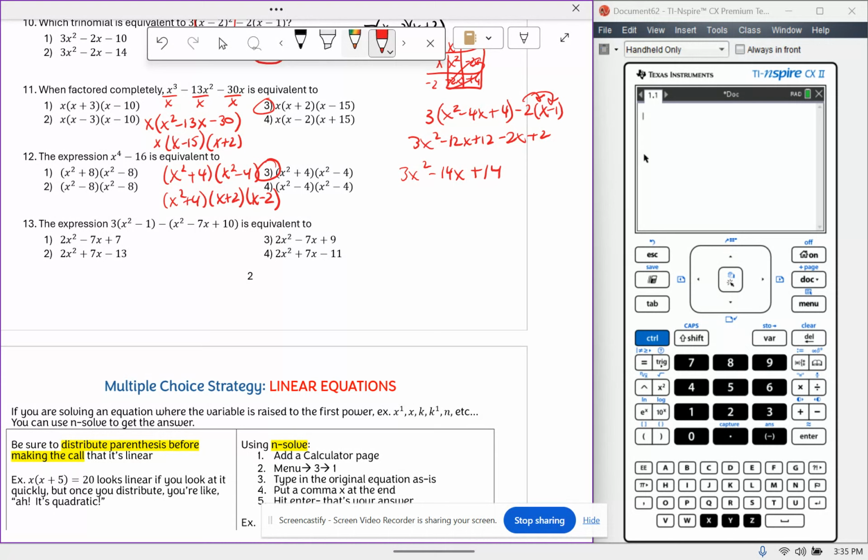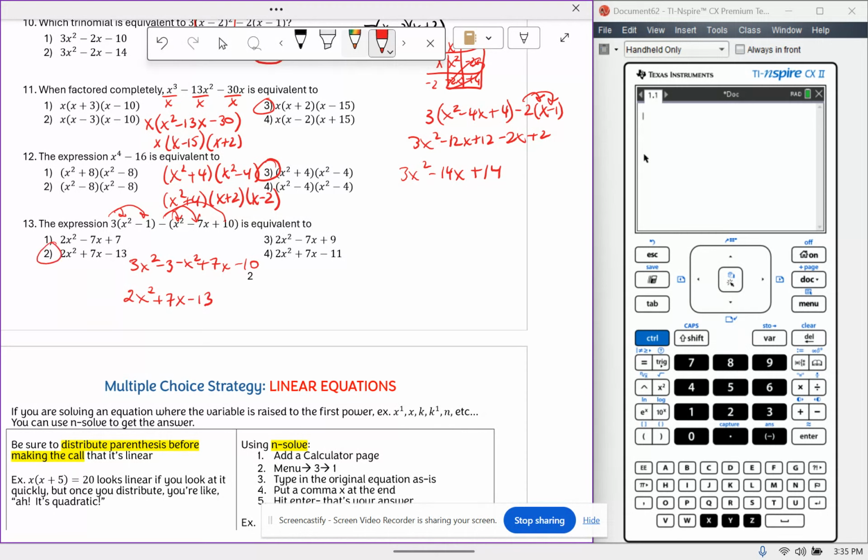And then the expression 3 times (x squared minus 1) minus (x squared minus 7x plus 10) is equivalent to... We're going to distribute, then combine like terms. This would give me 3x squared minus 3 minus x squared plus 7x minus 10. Combining like terms, this will be 2x squared plus 7x minus 13, which is answer choice 2.